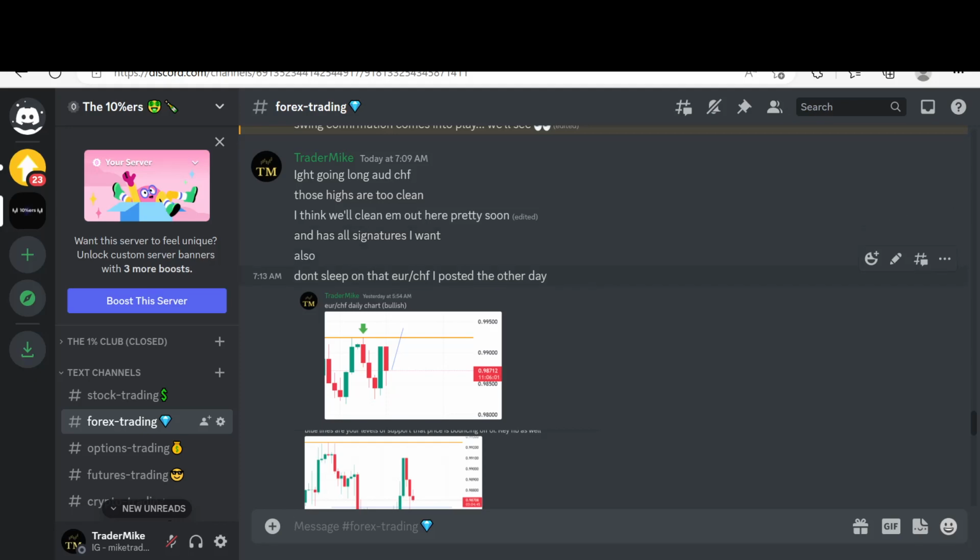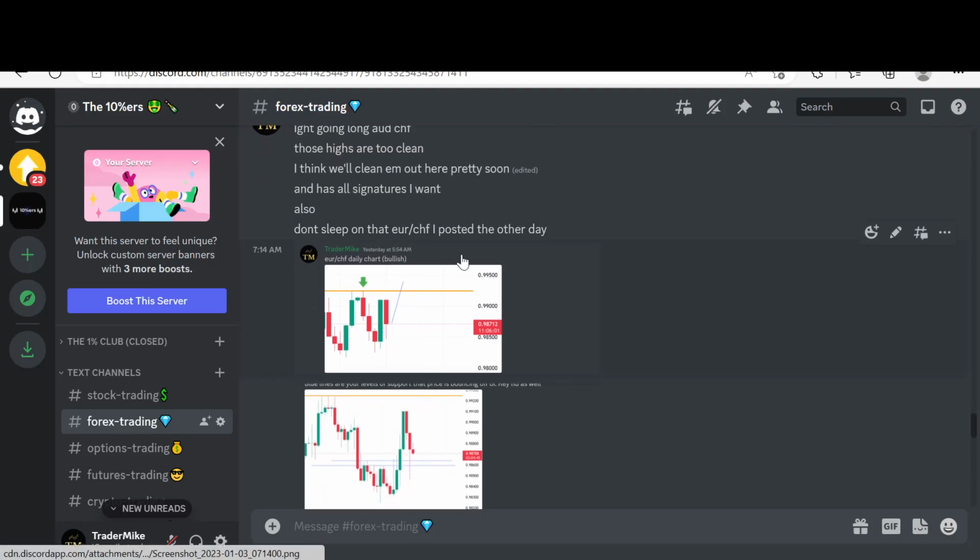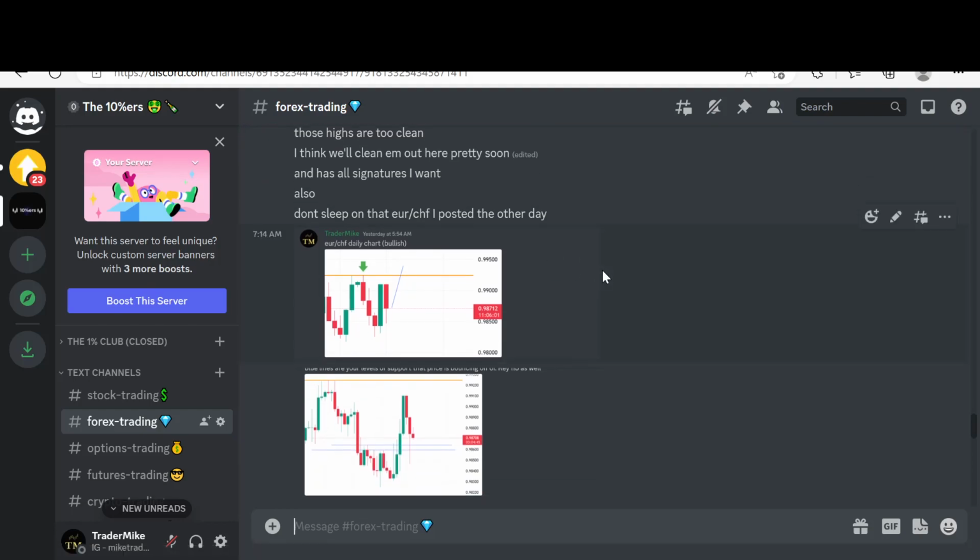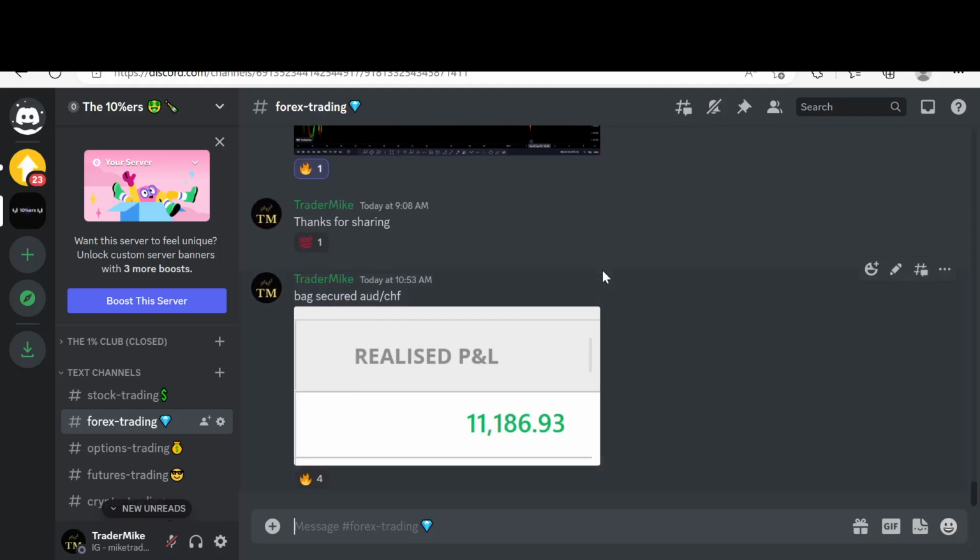Also, don't sleep on that Euro CHF, which is something else. That's another trade, which we might go over here in a second, possibly. But let's focus on this for now. It was just a really nice, solid trade. Literally picture perfect, just about.